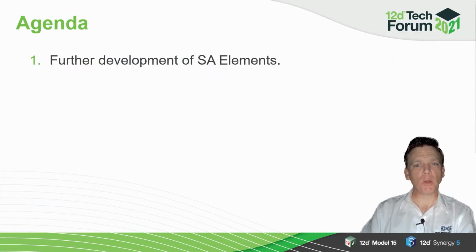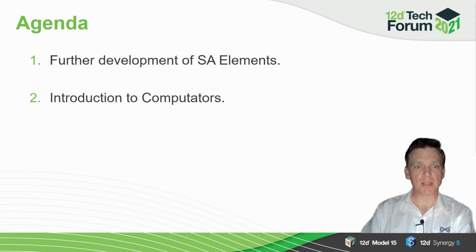In this session, we'll be looking to develop more of our super alignment elements or parametric design options. I'll introduce the computators as just another type of geometric element and show how these can be best set horizontally or vertically to connect either a road network or other civil engineering objects together.